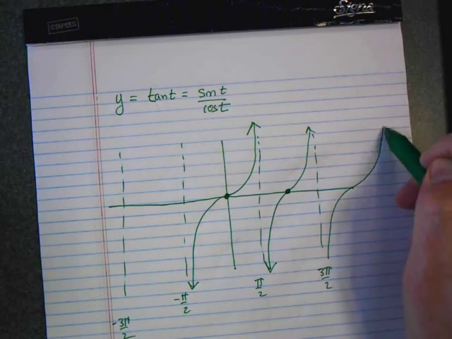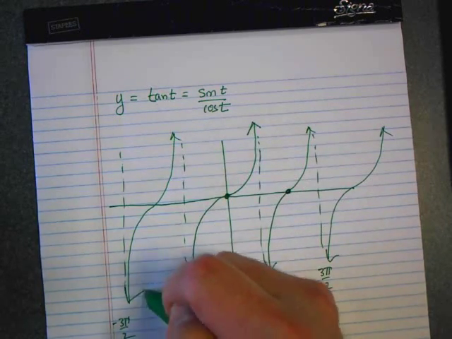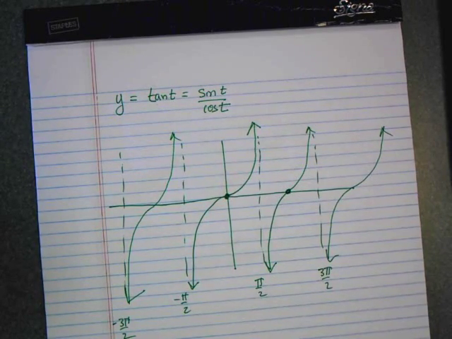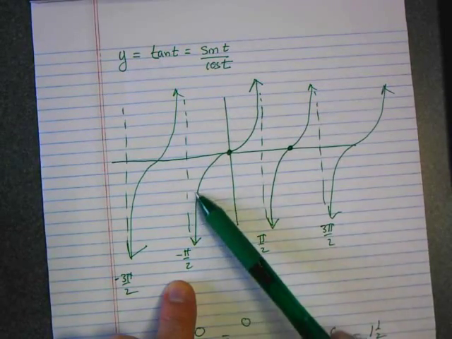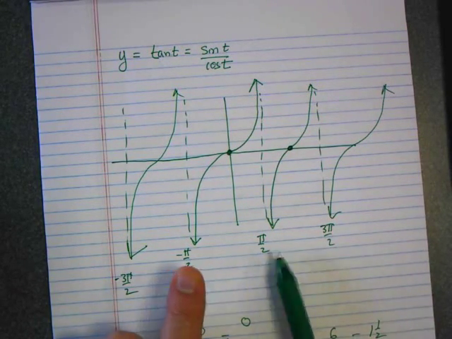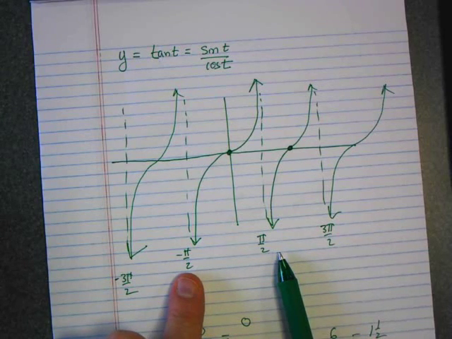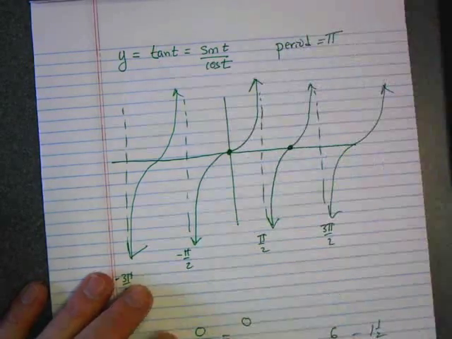Tangent keeps repeating over and over again, that same exact picture between its asymptotes. So tangent has one complete cycle between minus pi over 2 and positive pi over 2. How long is that? What's the period? Period is only pi. So tangent is very different from the other 4 graphs we've looked at in the sense that its period is smaller. Period equals pi.